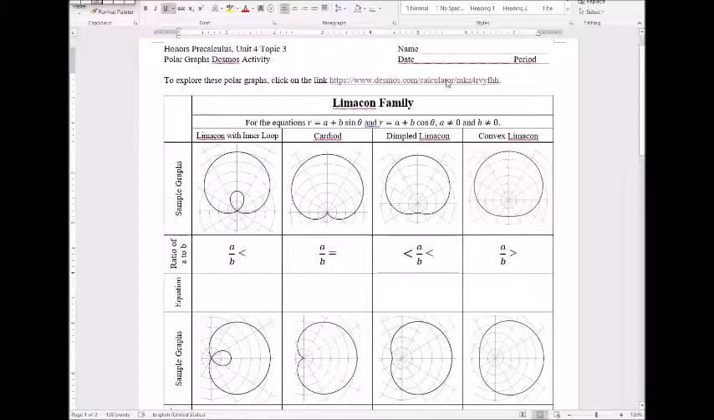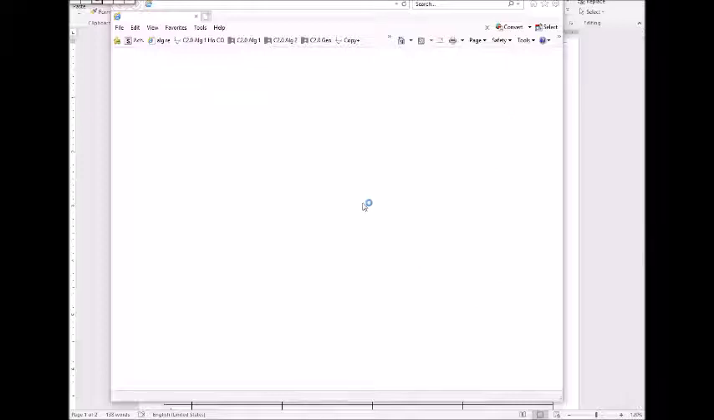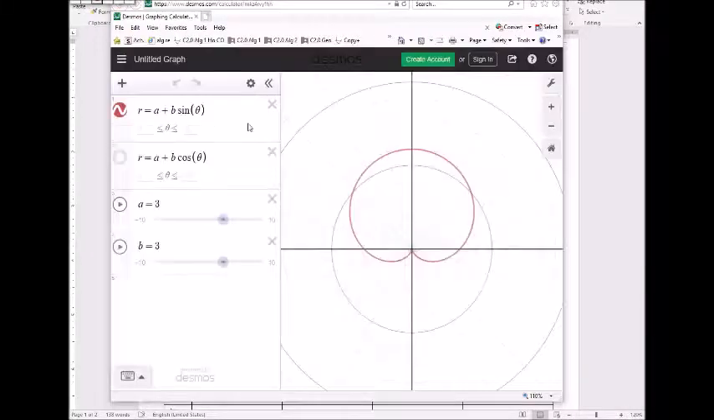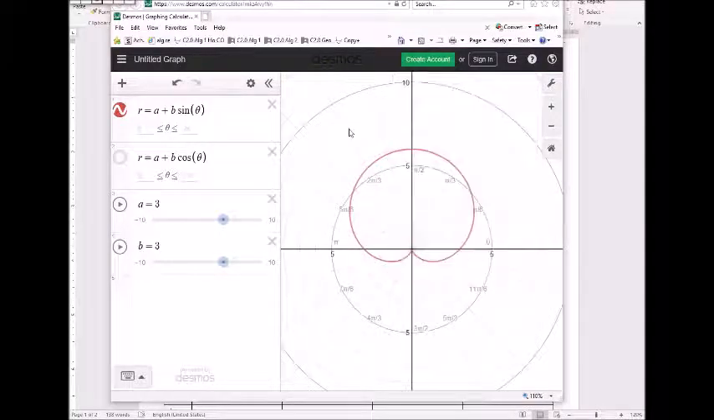So I have included this link under the video, so go ahead and click on it, and you can play with it and see how A and B change the graph and their types. When you open this page, it's already set up for the Limacons, and we're going to change A and B to look at the different shapes. First, click on the tool and click on the axis number so we can easily see the length of the Limacon.